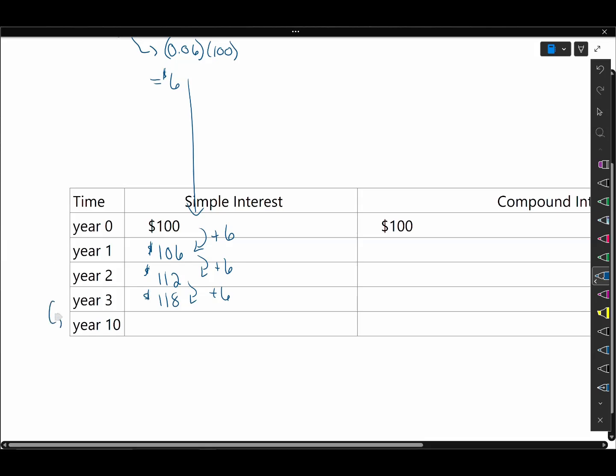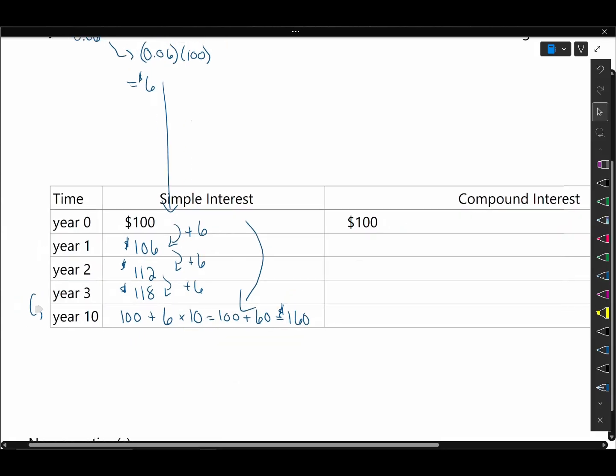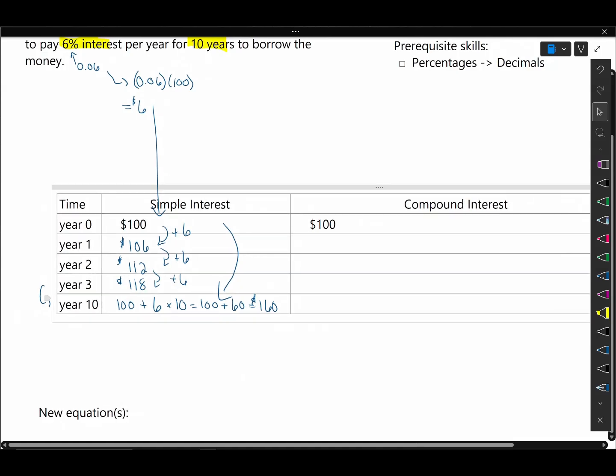And how we could jump to year 10 is we could say, well, hang on, from year 0 to year 10, that's 10 years of borrowing. If we're borrowing this money for 10 years, we're adding $6 10 times. We're working here with 100 plus $6 times 10 years. That is 100, remember, because we're following our BEDMAS, plus $60, and that is $160. Fantastic. Nice job, us.